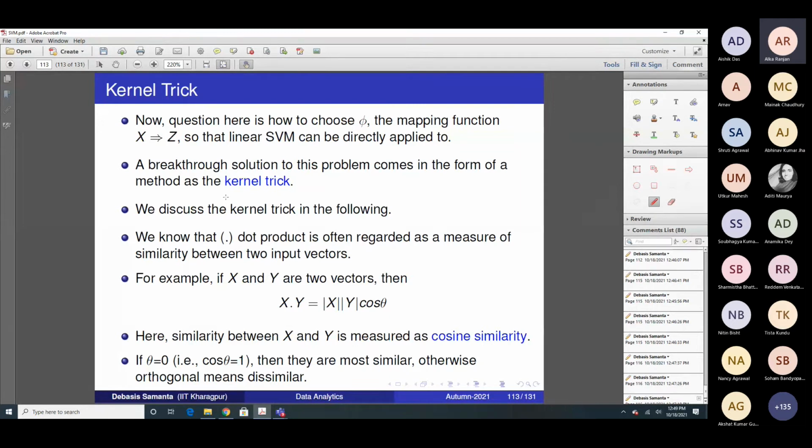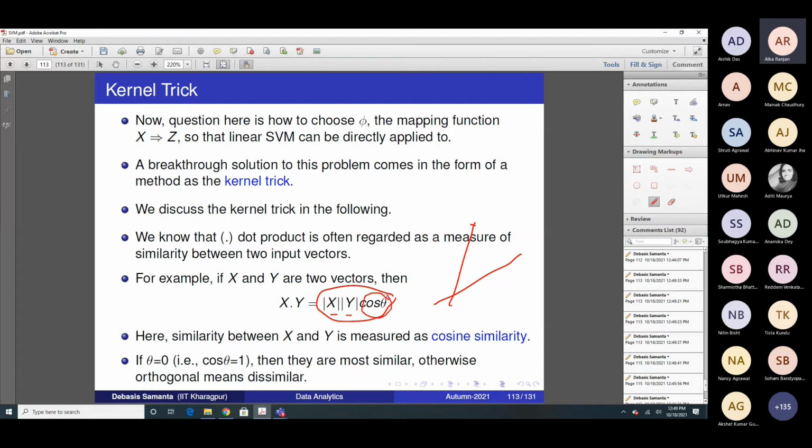X dot y here. So if this is the x vector and this is another vector, then the product of the two vectors can give you this form: the magnitude of x, because every vector has its direction as well as magnitude, the magnitude of y, and cos theta.